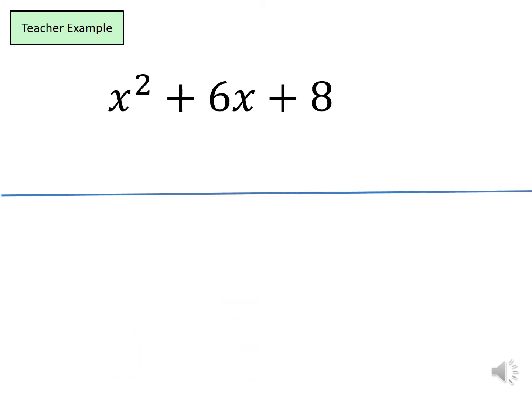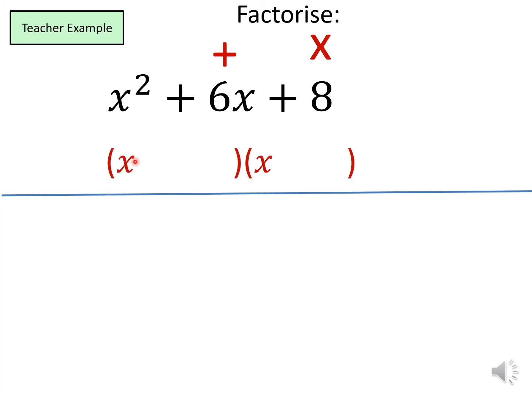Next one. Okay, I'll do this one again. So the first thing you do is you put plus there and times there. Then you know that you have to put your brackets. You know what your answer is going to look like. So you put your brackets and x's in there. And since you know you have plus everywhere, so here is going to be a plus there and a plus there. Now, let's write all the possibilities of 8.